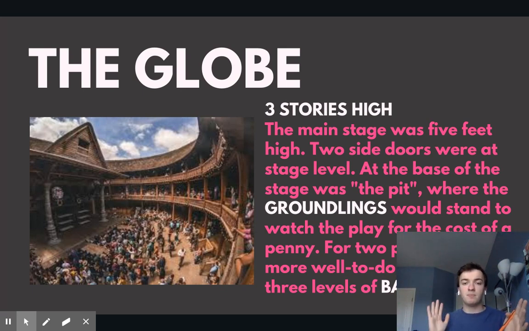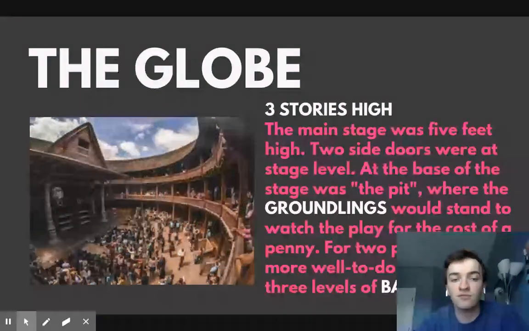And then behind that pit, we have these different levels of seating, typically 3, which are called the galleries. So it's 3 stories high. The main stage was 5 feet high. 2 side doors were at stage level. So that ground in front of the stage is actually called the pit. Our groundlings would sit there.